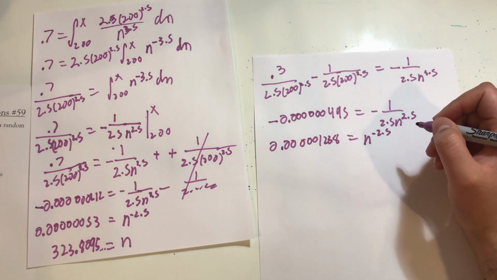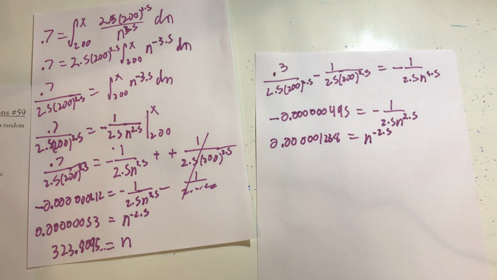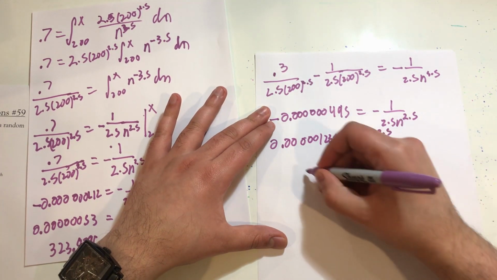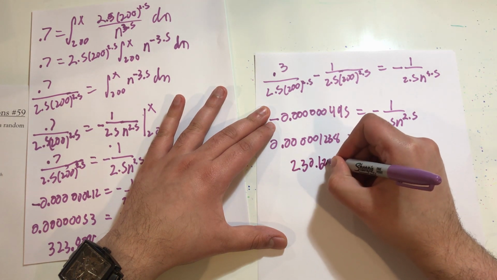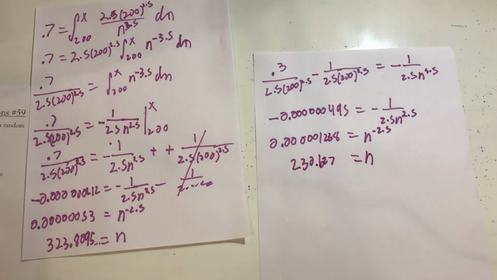And just as before, we're going to do a negative 2.5 root to both sides. Just one thing, because all of you should be using virtually the same calculator. We also, just by the way, find n to be 230.627 as our 30th percentile. Just a little calculator note.